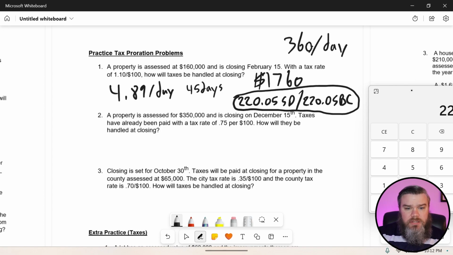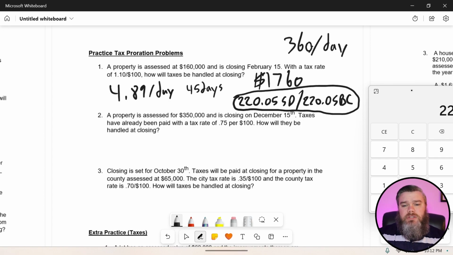Okay, property is assessed for $350,000 and is closing on December 15th. Taxes have already been paid with a tax rate of 75 cents per 100. How will they be handled at closing? So here's what I mean. It is closing towards the end of the year, but it means the seller has already paid the taxes. And so what really typically happens is the seller has an escrow account that I've mentioned in previous videos that the bank is holding their money. And so the escrow account has probably already paid this on behalf of the seller.